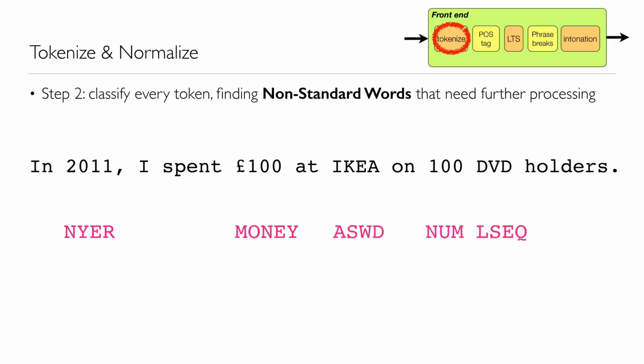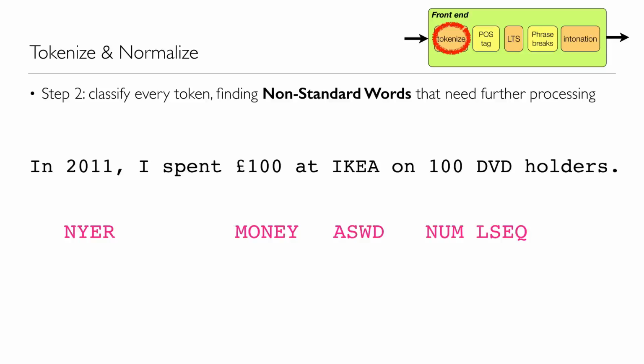We might, for example, categorize non-standard words into some categories. So 2011 is a number that's clearly a year. #100 is a money amount. And then once we've done this classification, which will be a supervised machine learning problem, we'll label some data like that, train a classifier, for example.